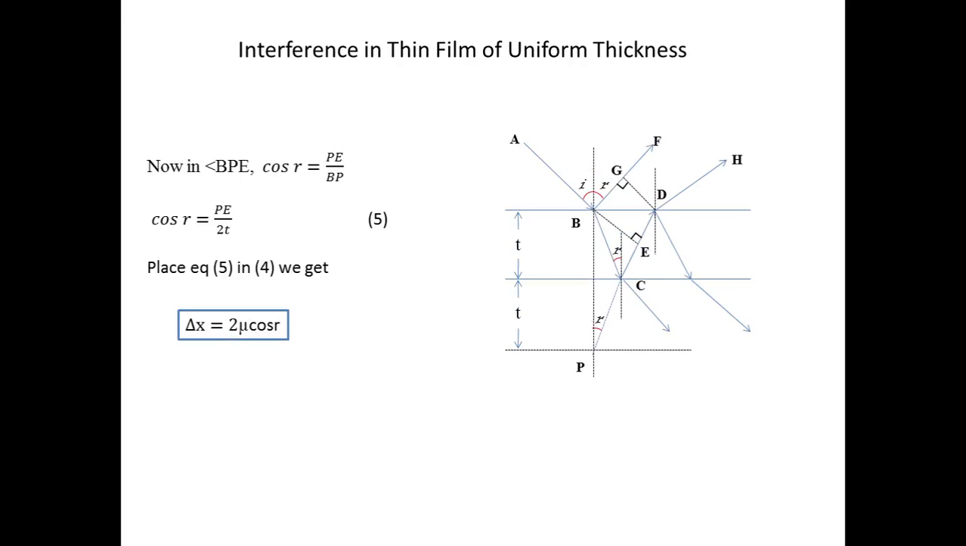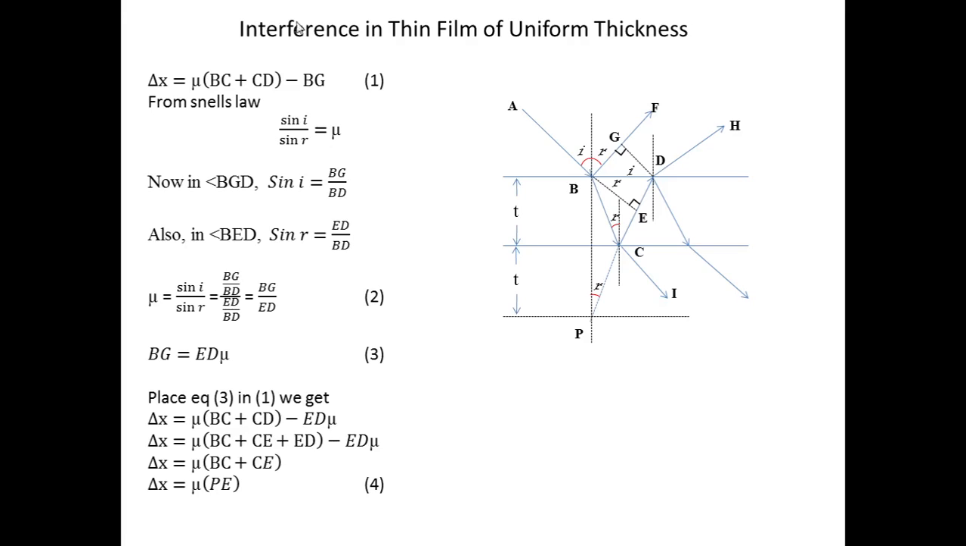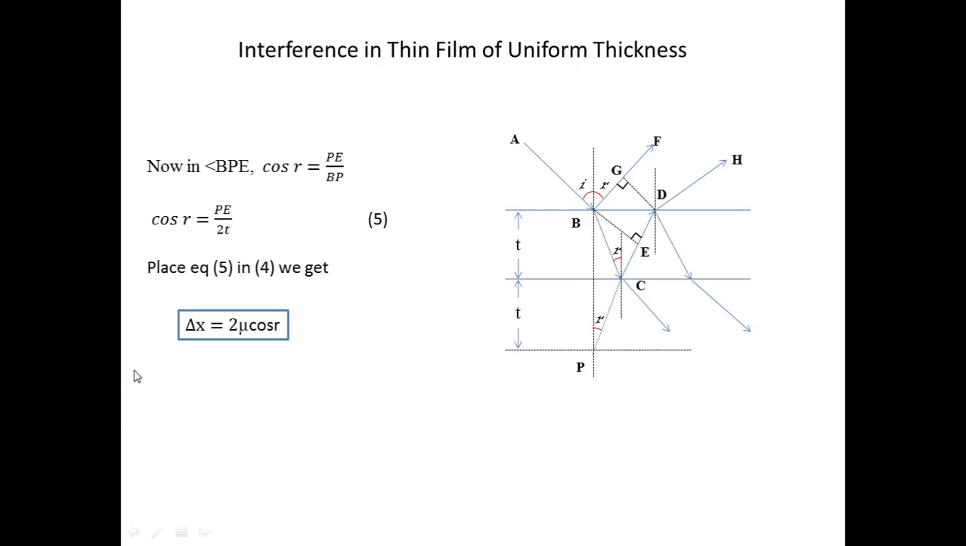Now again in triangle BPE, cos r equal to PE upon BP. And what is our BP here? BP is 2 times t. So by substituting this, we will get cos r equal to PE upon 2t, which is our equation number 5. Now if we substitute equation 5 in our previous equation number 4, that is the value of PE, we'll get delta x equal to 2 mu t cos r.